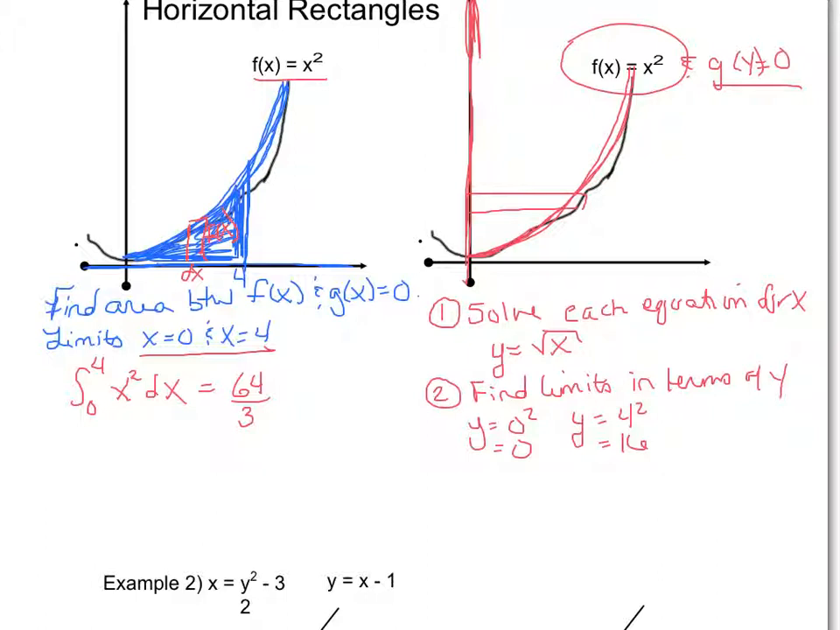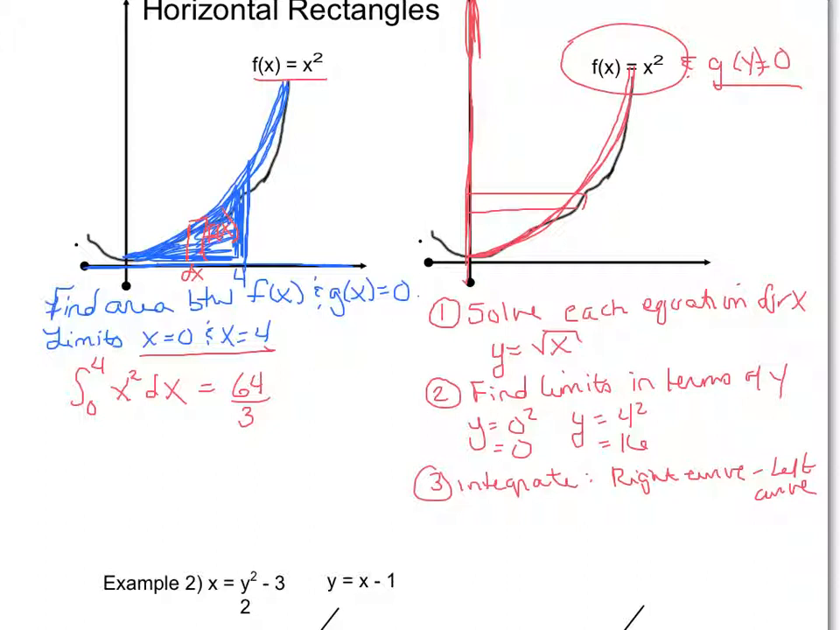Well, once I have all that, I'm going to integrate, and when I'm using horizontal rectangles instead, I'm going to do right curve minus left curve, similar to with vertical rectangles when I do top curve minus bottom curve. So now it's going to be right minus left.